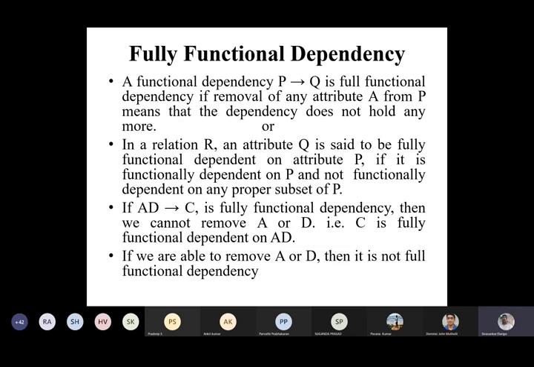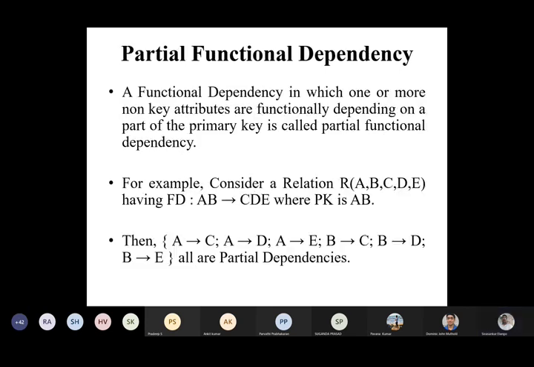Whereas if you are able to remove A or D, then it is not a fully functional dependency. It's a partial functional dependency, right? So again, we have an example for partial functional dependency. A functional dependency in which one or more non-key attributes are functionally dependent on a part of the primary key is called partial functional dependency, right?